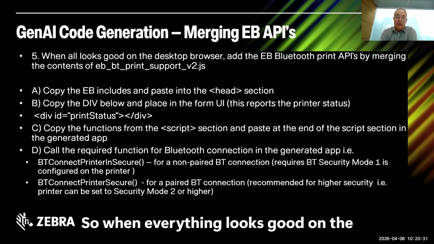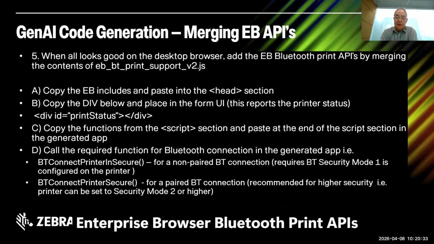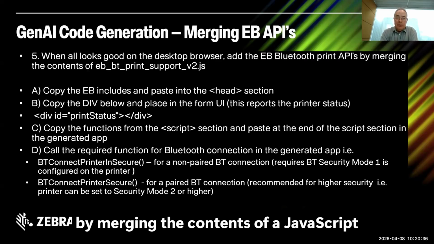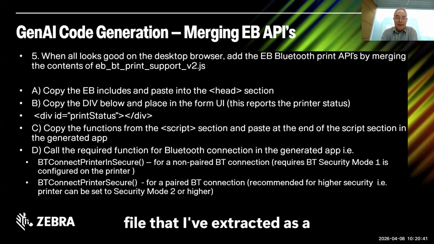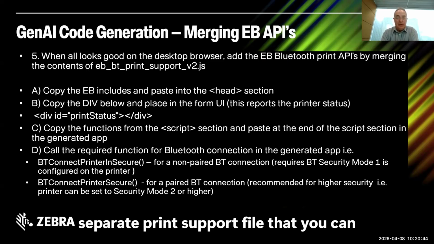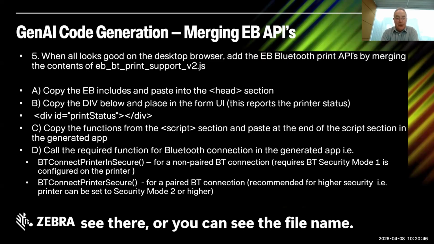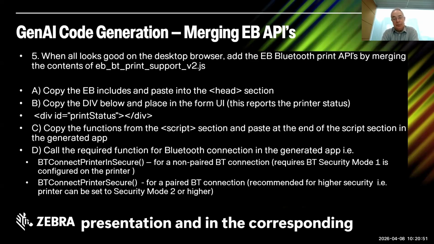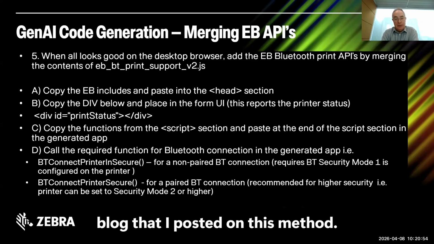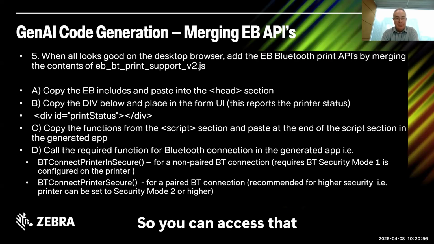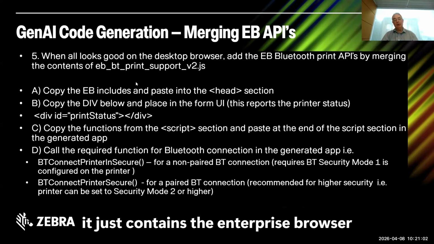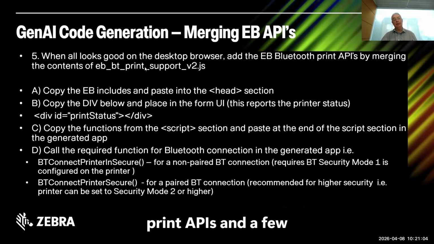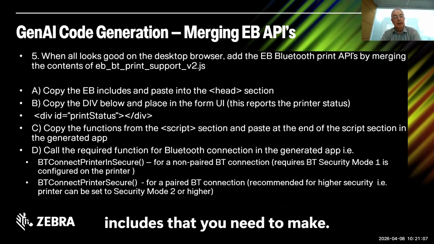So when everything looks good on the desktop browser, you can add the Enterprise Browser Bluetooth print APIs by merging the contents of a JavaScript file that I've extracted as a separate print support file that you can see there, or you can see the file name. There is a link to download that in the presentation and in the corresponding blog that I posted on this method. So you can access that file rather than having to create it. It just contains the Enterprise Browser print APIs and a few includes that you need to make.